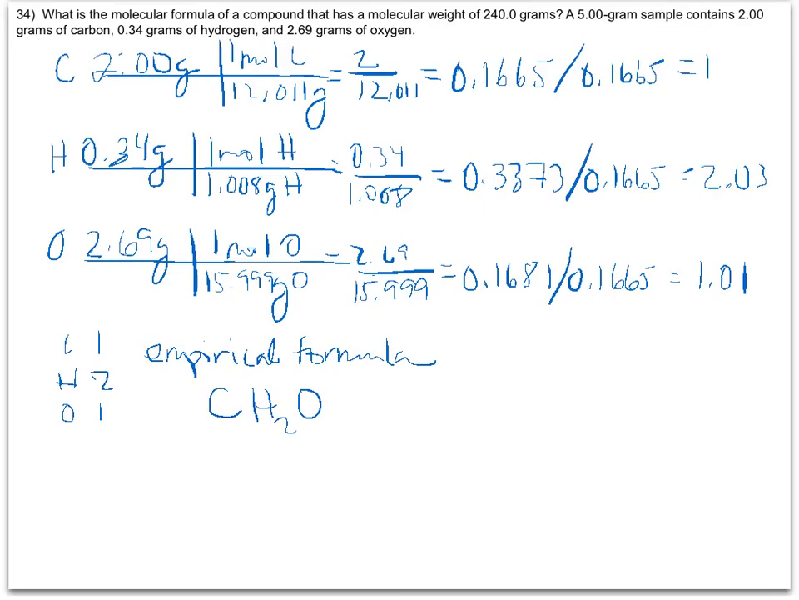This asks us to find the molecular formula. So I'm actually going to go to the next page to finish this problem out, because otherwise I won't have enough room. The first thing that we need to do is find our molar mass for this empirical formula. So we've got 1 carbon, we've got 2 hydrogens, we have 1 oxygen. And the reason why we're finding the empirical molar mass is so that we can compare that to the molar mass that we were given experimentally.